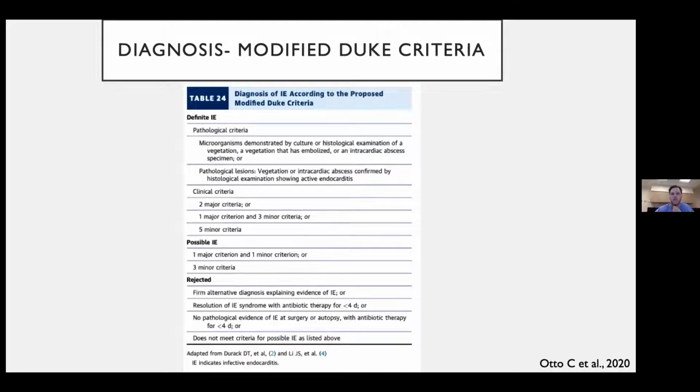Okay, so our main framework for diagnosis is, of course, the modified Duke criteria, which can be fully applied after we have history, physical, blood cultures, and appropriate echo imaging. And recall that the criteria is divided into major and minor criteria. And based on the number of major and minor criteria fulfilled, a patient is then categorized into definite, possible, or rejected endocarditis.